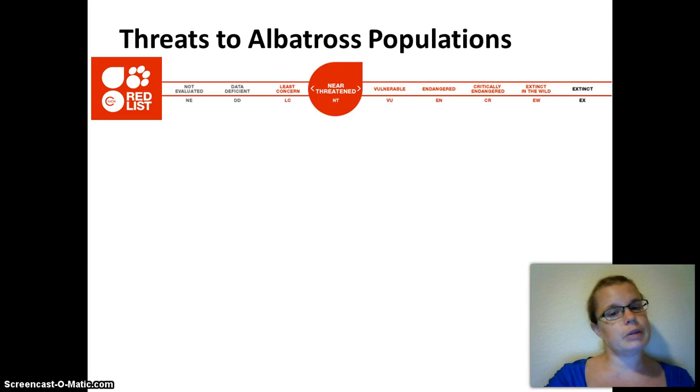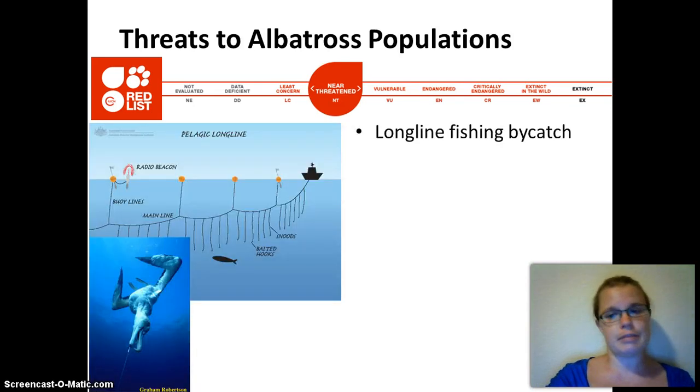Okay, so there are three main albatrosses that occur in the North Pacific Ocean, but the one we'll be focusing on is the Laysan albatross. And it is considered near threatened by the IUCN, as you can see here. And here are some of the main threats to albatross populations. First, there's long-line fishing bycatch.